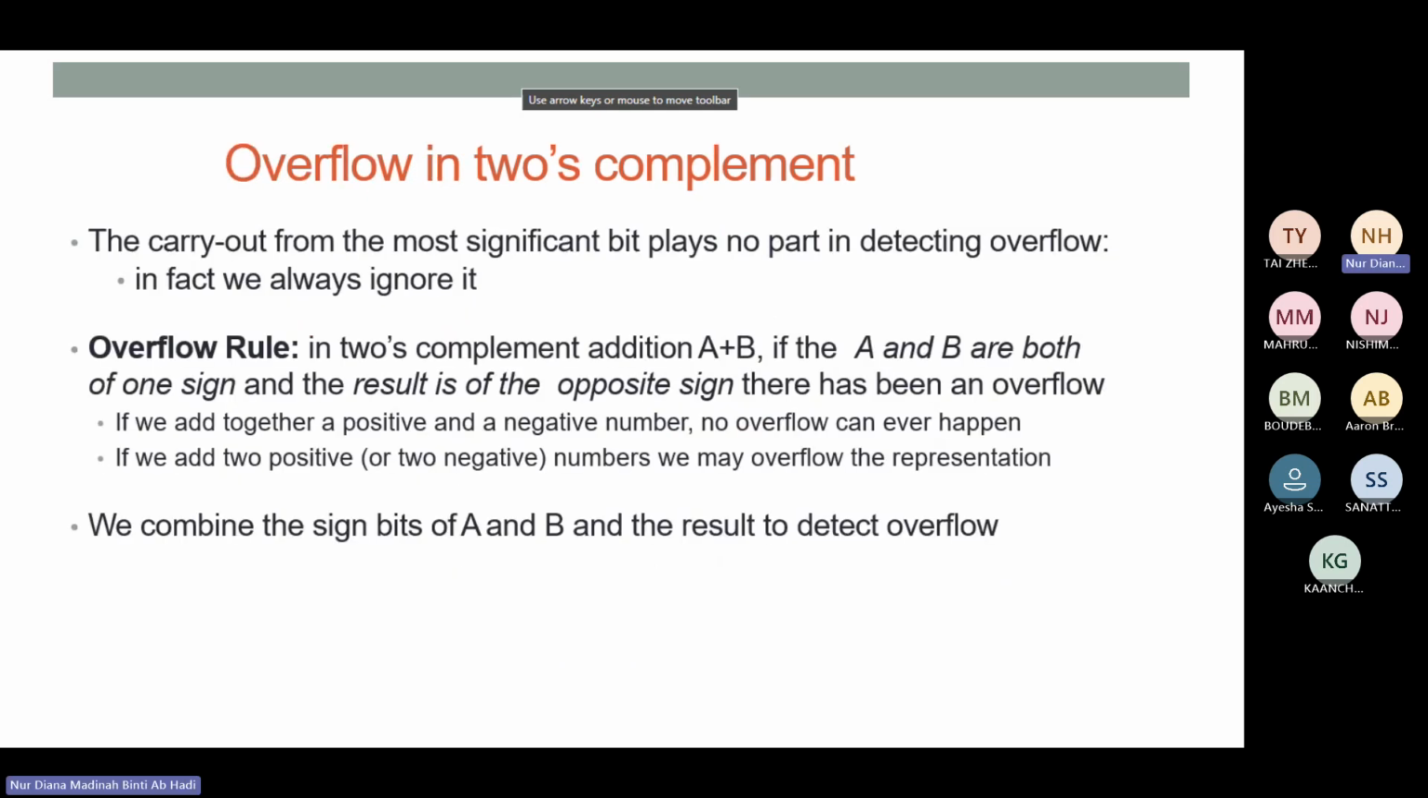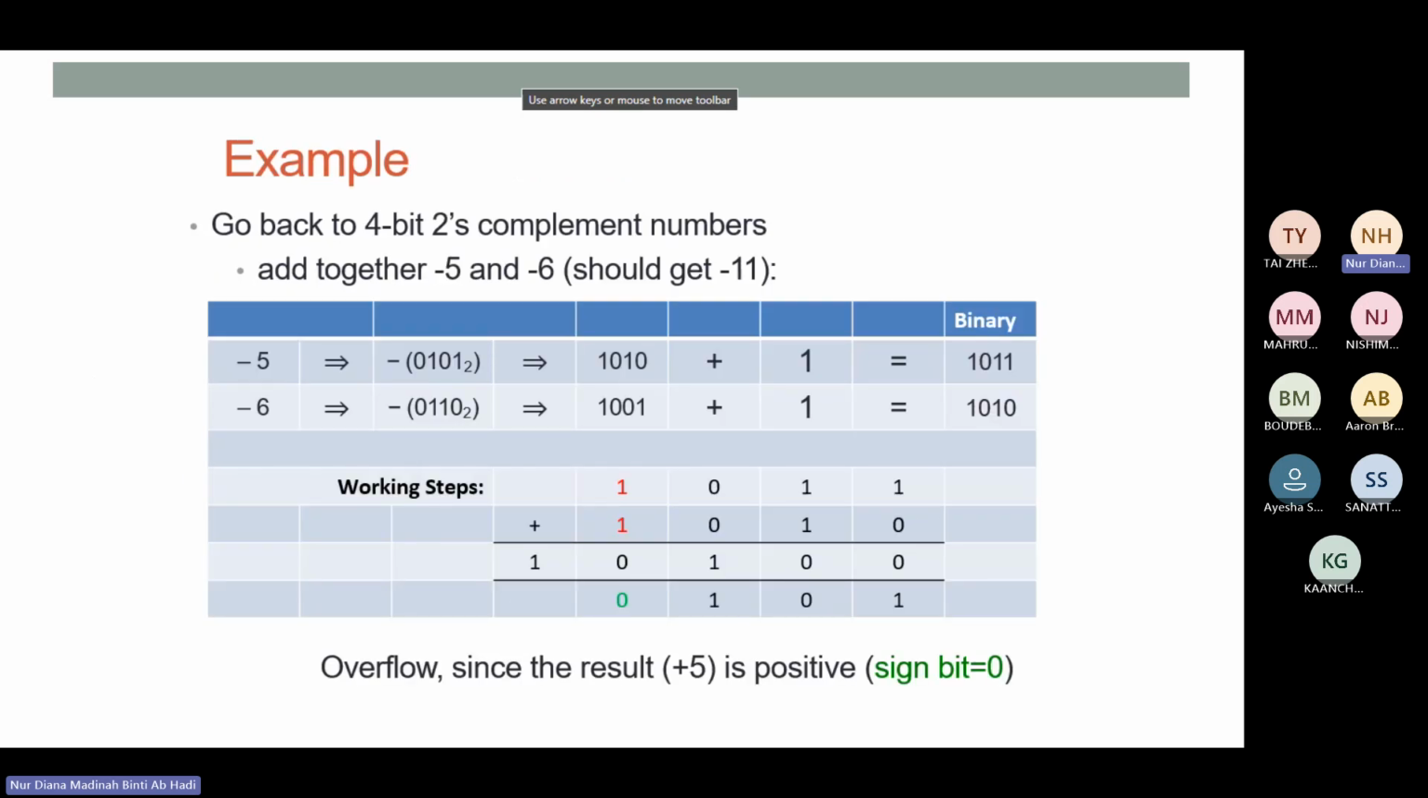Overflow of two's complement. The overflow rule in two's complement addition: if A and B are both of one sign and the result is of the opposite sign, there is an overflow. So if we add together a positive and a negative number, no overflow will happen. But if we add two positive or two negative numbers, we may have an overflow. So we combine the sign of A and B to detect the overflow. Okay?